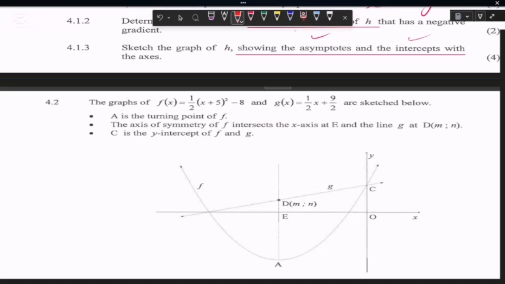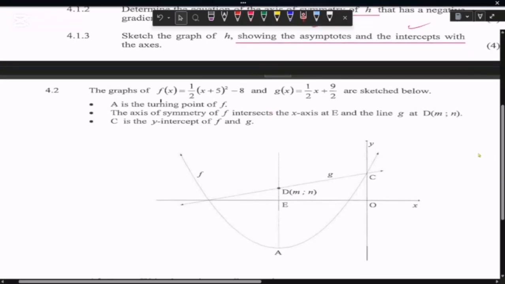Now we are dealing with 4.2. So now if we look at the statement, they say that the graph of f of x is equal to this thing, and then the graph of g of x is equal to that guy. They are sketched below, and then they give us a lot of information. So before we even go through the information, let's analyze what they gave us from the equations.